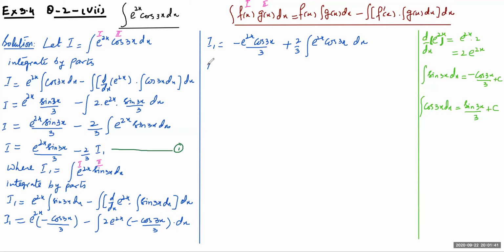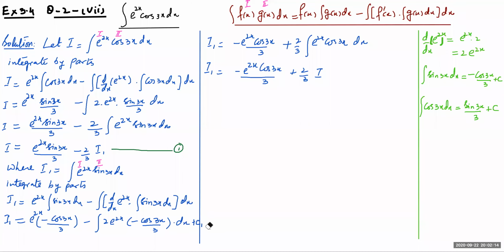So I'm going to write I1 is equal to minus e to x cos 3x by 3 plus 2 by 3 I. Now see, we don't have any more integration to perform. It means we had performed our last integration. Where did we do this? This was the step in which we performed the last integration. So we must introduce a constant of integration here. So I'm writing a constant of integration as C1.